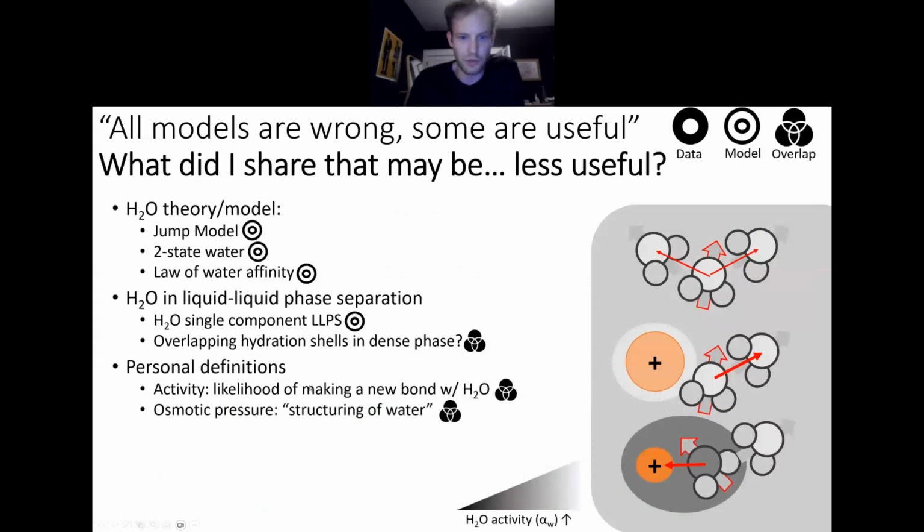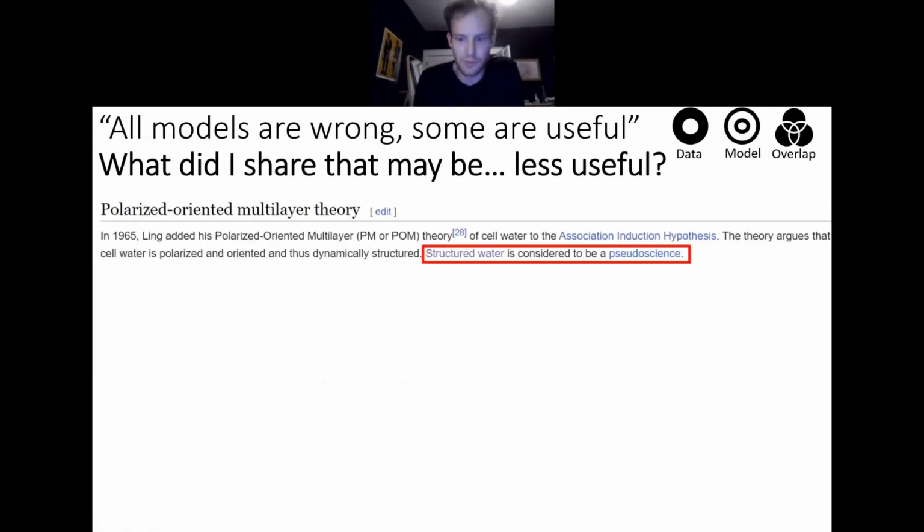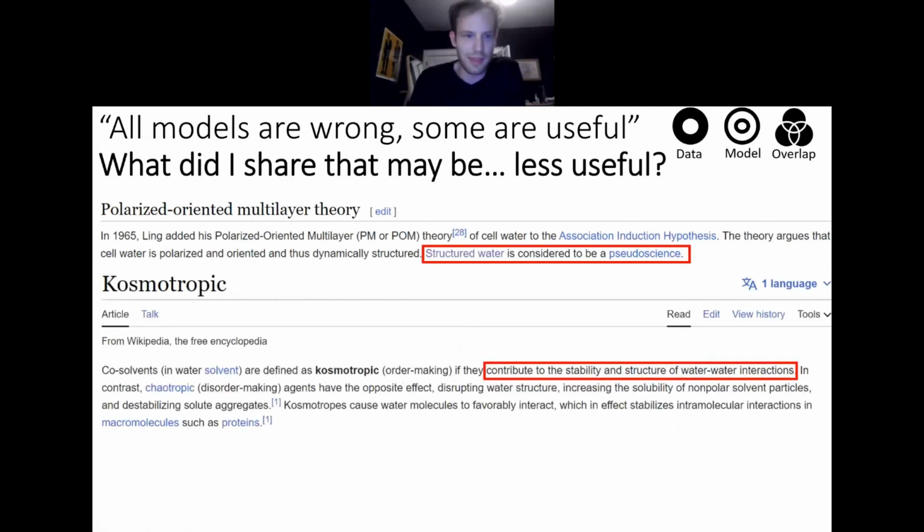And same with osmotic pressure as a structuring of water, which of course may be a pseudoscience according to Wikipedia, but I think is also refuted if you Wikipedia cosmotrope. Cosmotropes are defined as cosmotropic if they contribute to the stability and structure of water-water interactions. In contrast, chaotropes, or disorder-making agents, have the opposite effect, disrupting water structure. So we have to figure out if we're thinking of structured water as a pseudoscience or actually employing it in understanding cosmotropes and chaotropes and water's behavior.